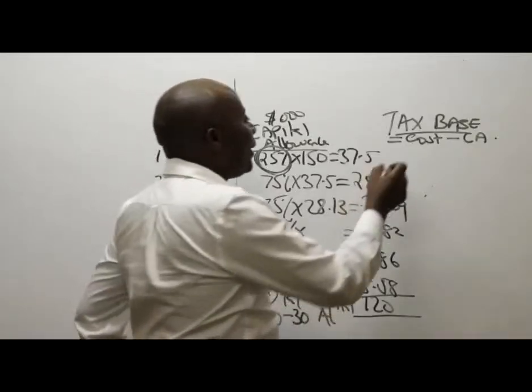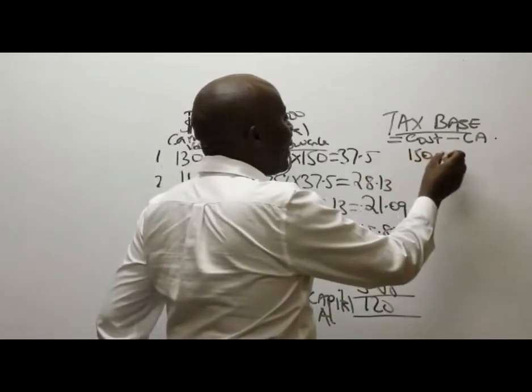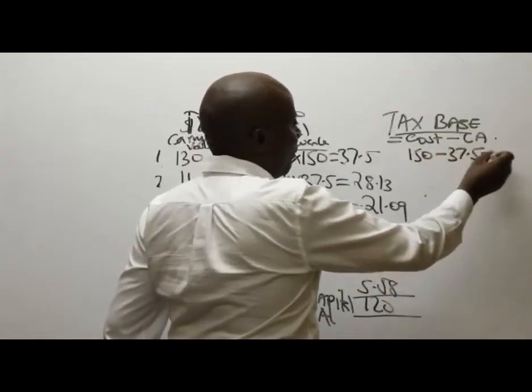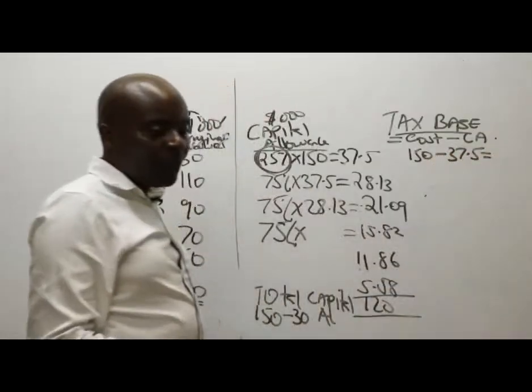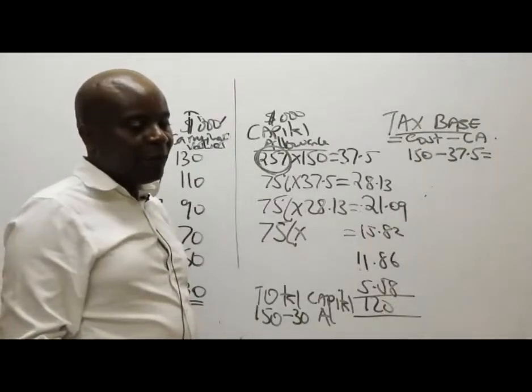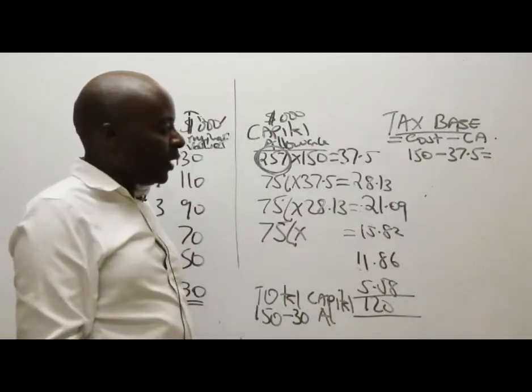Jen Rose says, teacher, it is 150 minus 37.5. 150 minus 37.5. So could you kindly give me these figures very fast?